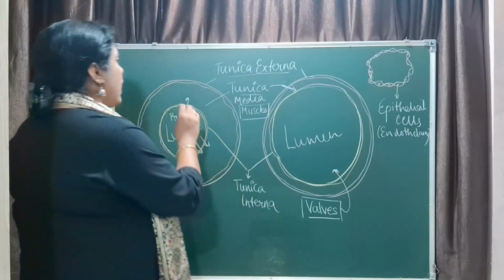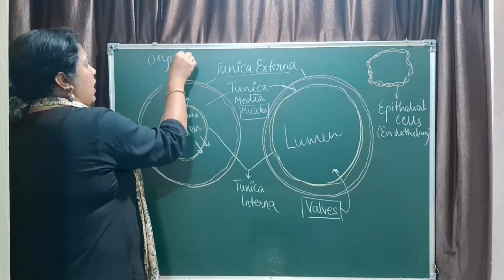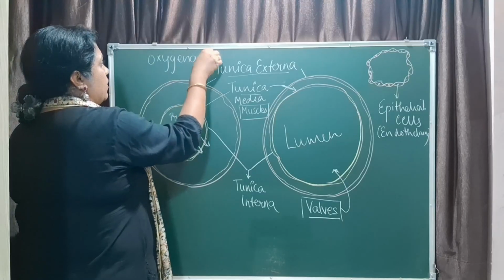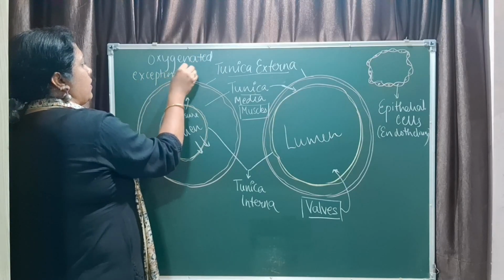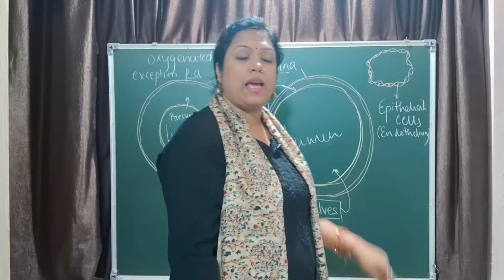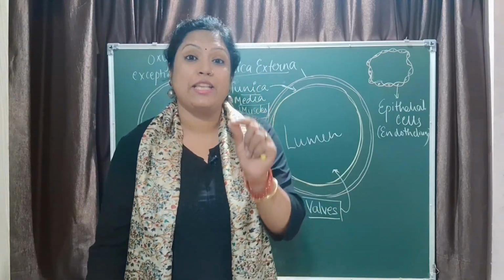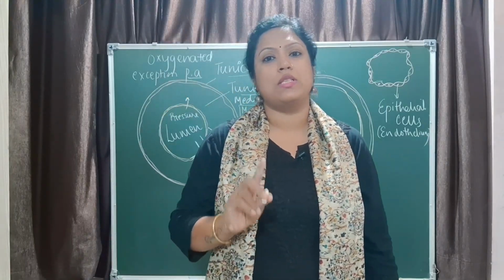Functional difference: arteries generally carry oxygenated blood. The exception is the pulmonary artery, we'll talk about it. And veins carry deoxygenated blood. The exception is the pulmonary vein. You are going to mention the exceptions if the function is asked.